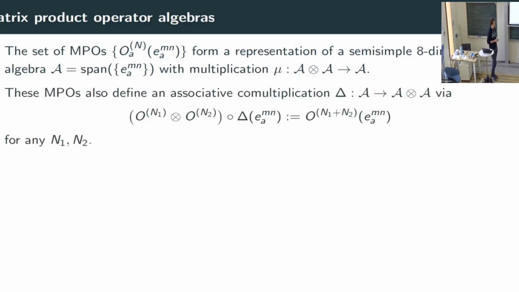So these MPOs also define some other kind of structure, namely there's an associative co-multiplication that you can define via this. If you look at these two matrix product operators, you take their tensor product, and you think about this as acting on something in the algebra tensor the algebra, this defines a co-multiplication. So basically the thing on the right here is well defined, I know what this is.